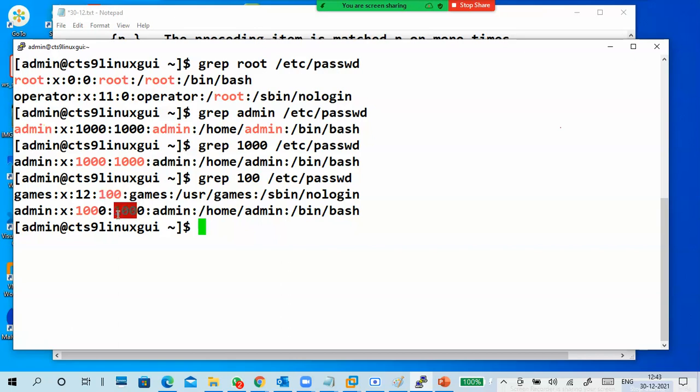That's it. It's a pattern only. It's not an exact word. It is only pattern. See, this is 100. This is not 100, so 1000 is there. It is 1000 actually, but pattern wise it matches.